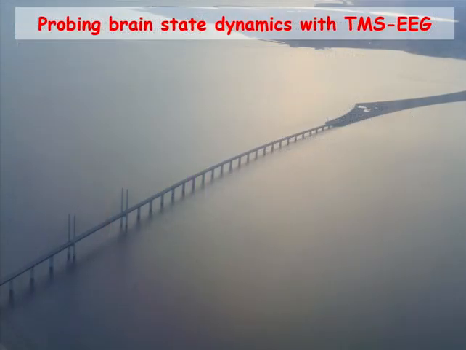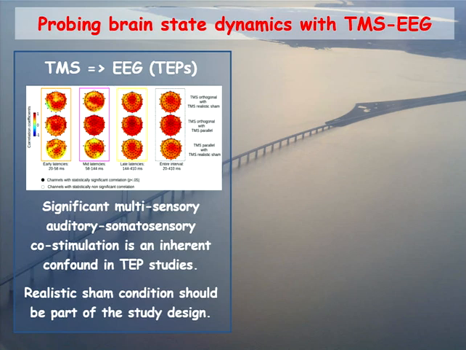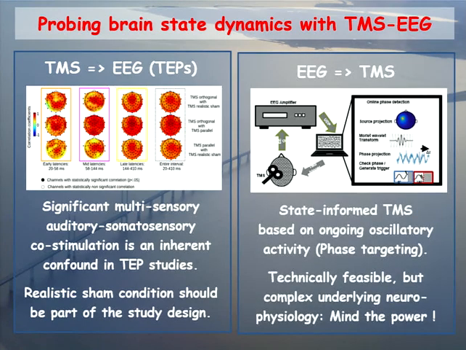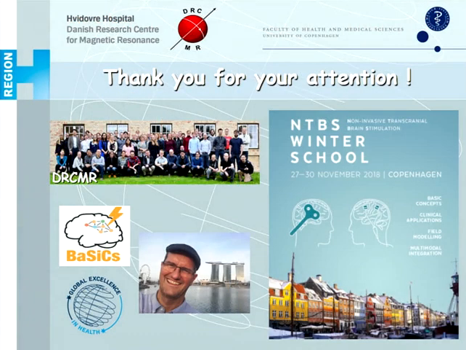So the conclusion is TMS EEG, yes, interesting method, but a lot of peripheral confounds that have been discussed away in previous papers and need to be respected in terms of introducing a realistic sham condition. State-informed TMS, yes, it's very interesting, it works, it's technically feasible, but the underlying neurophysiology is complex, and when you target the phase, please mind the power. And with that, I would like to conclude. Thank you for your attention.